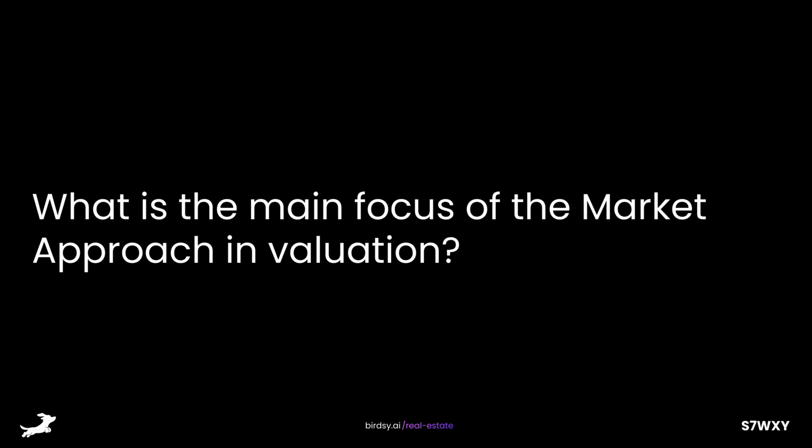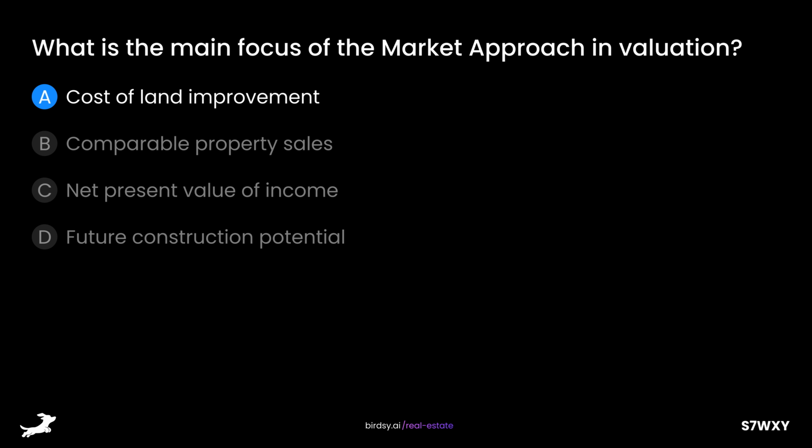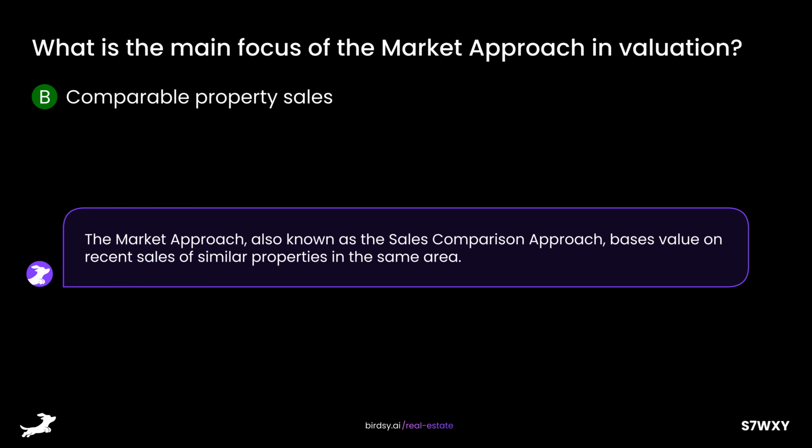What is the main focus of the market approach in valuation? Is it A, cost of land improvement, B, comparable property sales, C, net present value of income, or D, future construction potential? The answer is B, comparable property sales. The market approach, also known as the sales comparison approach, bases value on recent sales of similar properties in the same area.